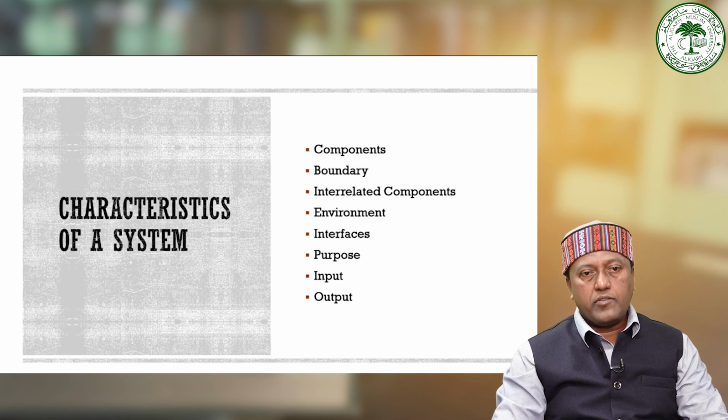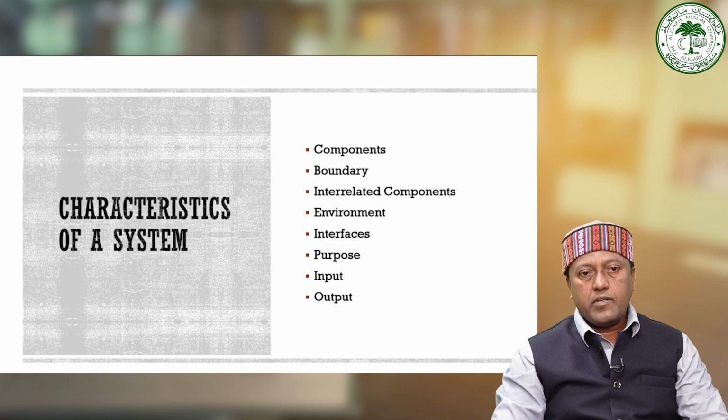Fourth characteristic is environment should be there. So a library system exists within an environment influenced by factors such as technological advancements, community needs, and cultural trends. Library interacts with its environment by acquiring new books, adapting services to meet changing demands, and collaborating with other institutions.